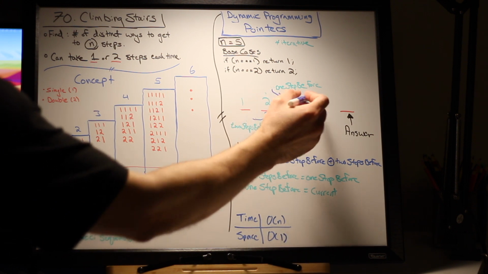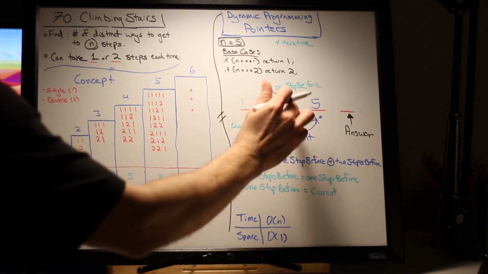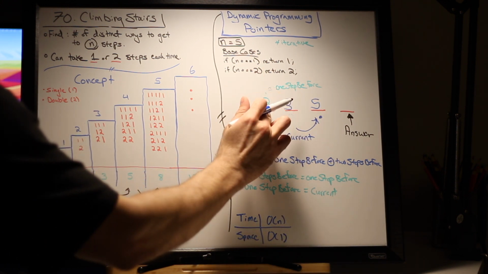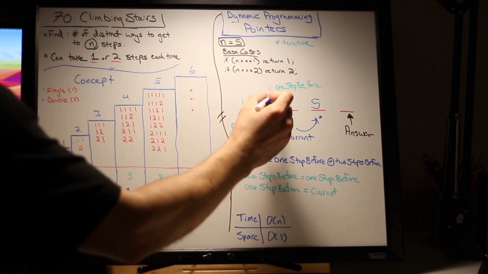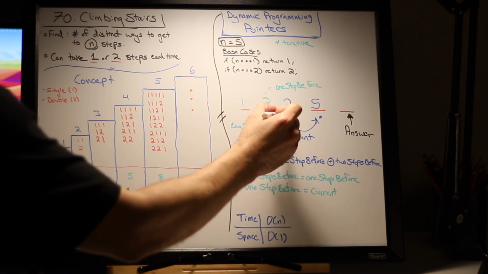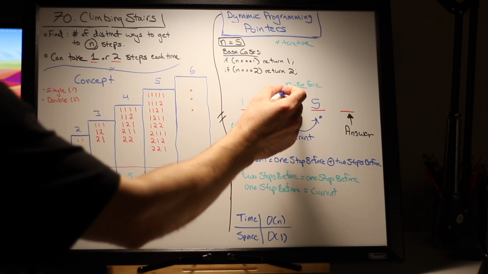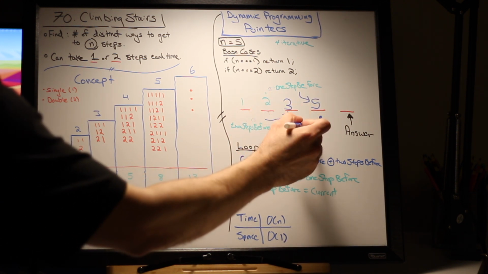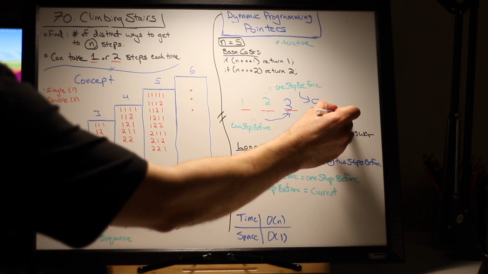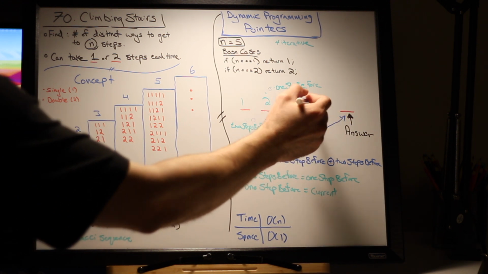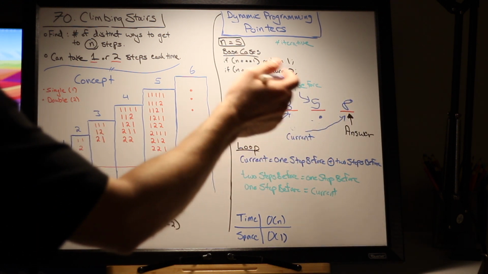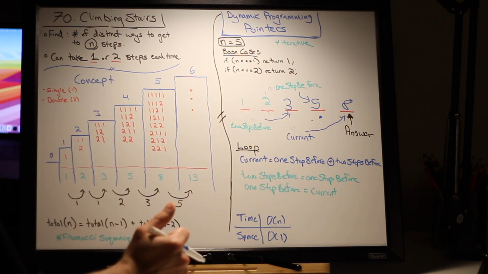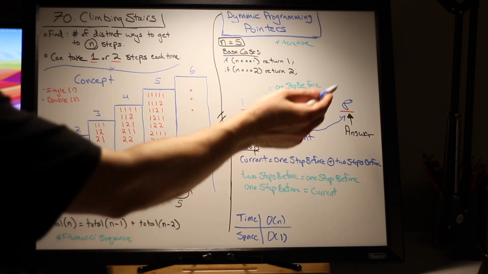That's 3 plus 2, and that's 5. Update our pointers: 2 steps before is going to be where the 1 step before pointer was pointing before, and the 1 step before is going to be pointing where current is. And then finally, our current pointer is going to be where the answer is, the 5th step, and it's going to be the sum. 3 plus 5 is 8. We'll update the pointers, but the loop is going to end, and then we'll be returning 8, which is the answer.